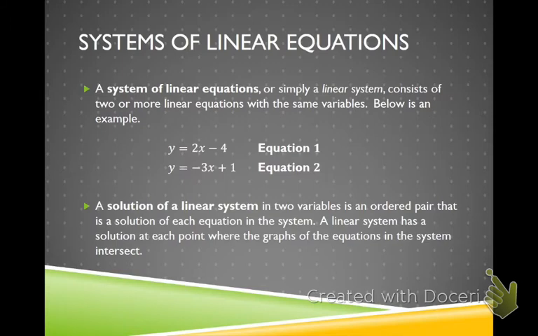A system of linear equations, or simply a linear system, consists of two or more linear equations. Remember, a linear equation just forms a straight line. These are really nice because they're already in slope-intercept form, so all I have to do is graph them using my slope and my y-intercept.